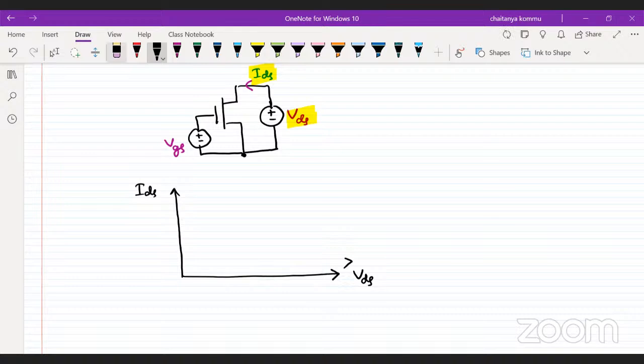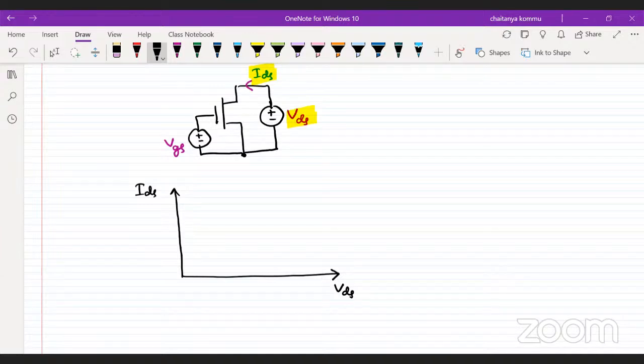By applying a VDS value, how much IDS value will I get? This is the analysis that I want to do here, without any mathematics, in the simplest manner.